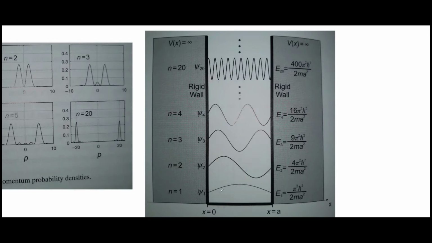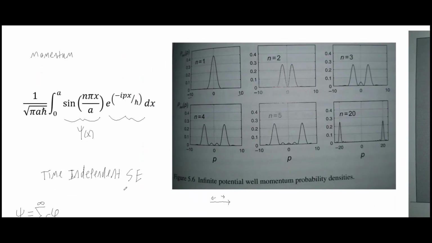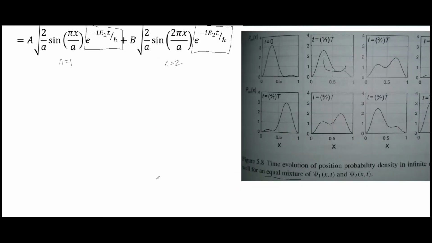But the takeaway message is that if we are looking at just a single energy state here, then we can use the time independent Schrodinger equation because this is not going to change. But if we start having linear combinations of them, or superpositions, if you will, then we will have that time dependence. It will evolve in time.